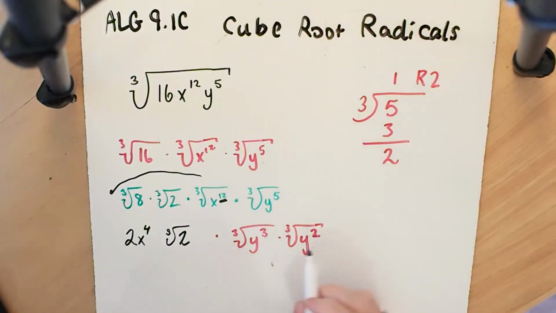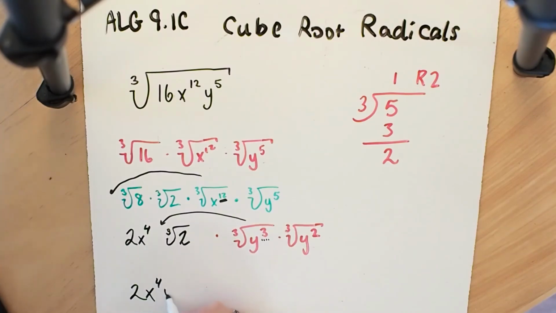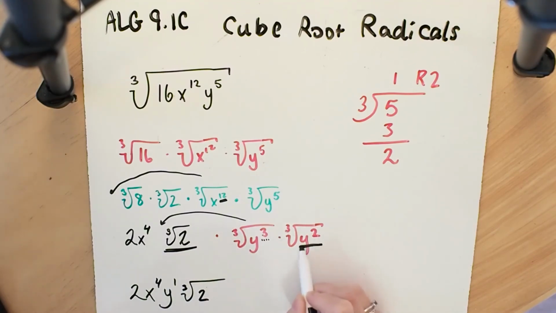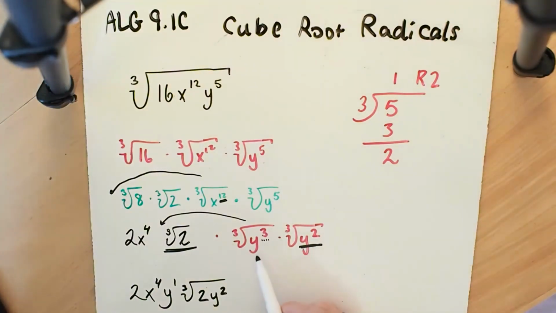After that, I can simplify even further because I know that if I divide 3 by 3, I get just 1. So y to the 1, again, will get moved to the outside, and we then have 2x to the 4th y to the 1 times this left over here that we can't do anything with, times this left over here that we also can't do anything with. So we use the product rule to just combine this and this into one cube root expression. And now it is fully simplified.